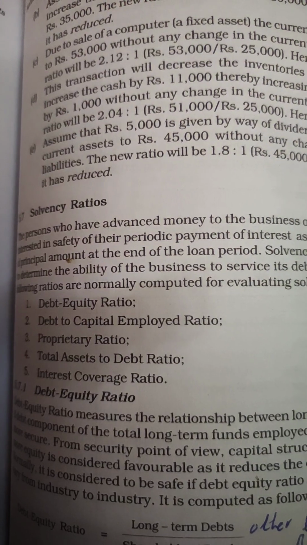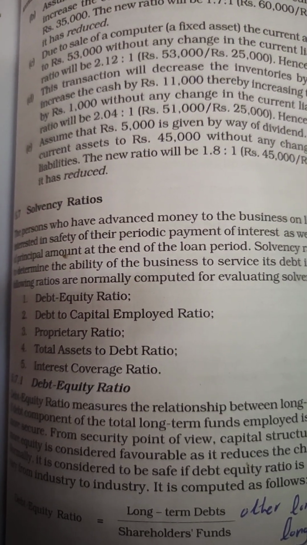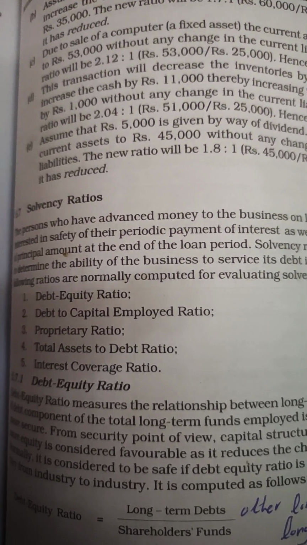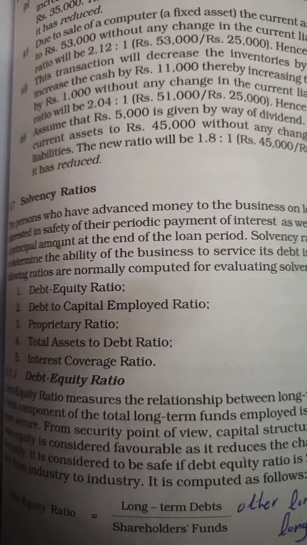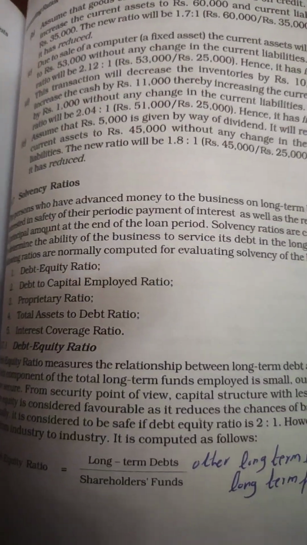There are 5 types of solvency ratios: debt-equity ratio, debt to capital employed ratio, proprietary ratio, total assets to debt ratio, interest coverage ratio. First of all, we discuss the debt equity ratio.